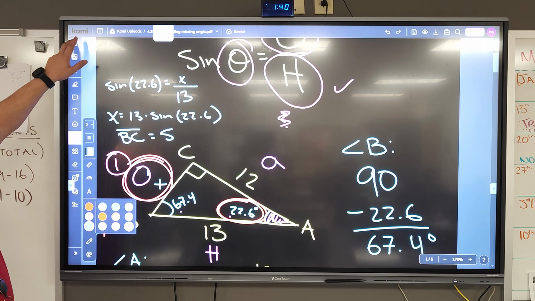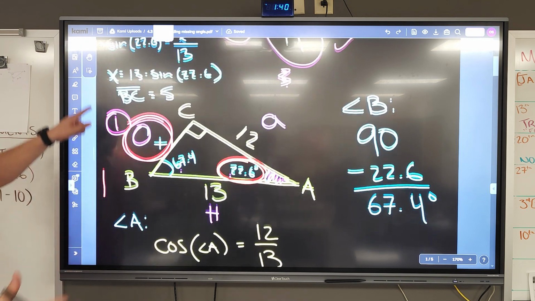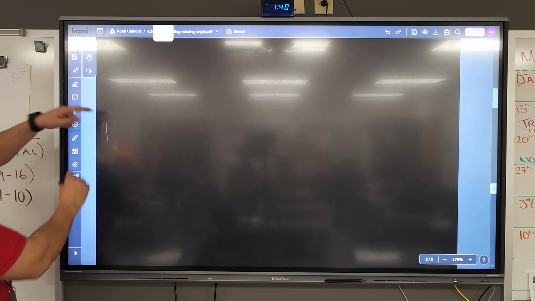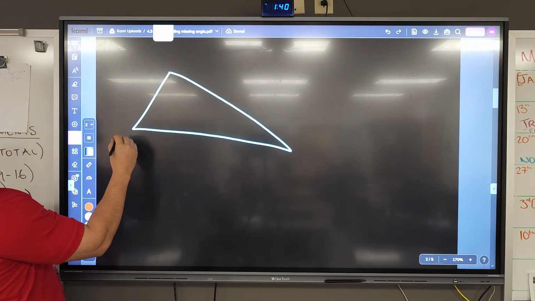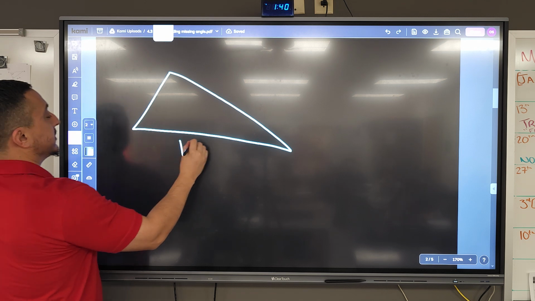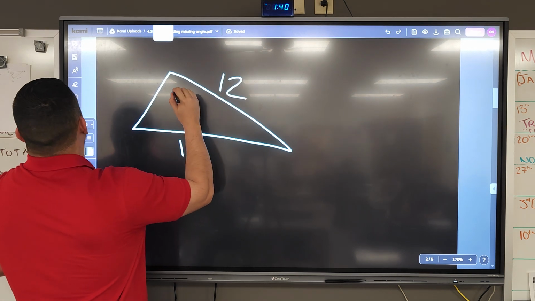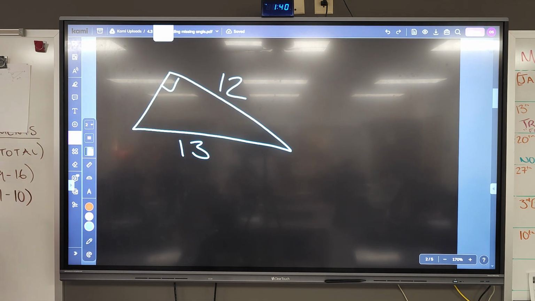The thing is that you have a lot of options. You can do it a lot of different ways. Okay, so for example, one more thing I want to show you. It's the same triangle. You don't have to redraw it, but 13, 12, hypotenuse. If you have two sides, there's another way you can find the other side. We just haven't gone over it.